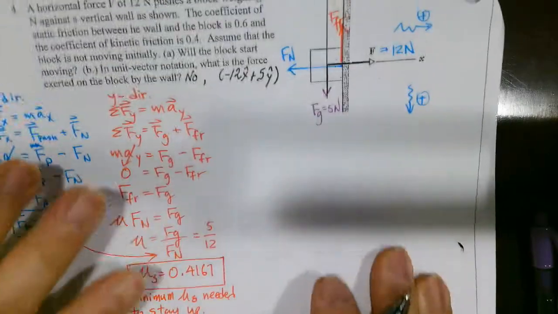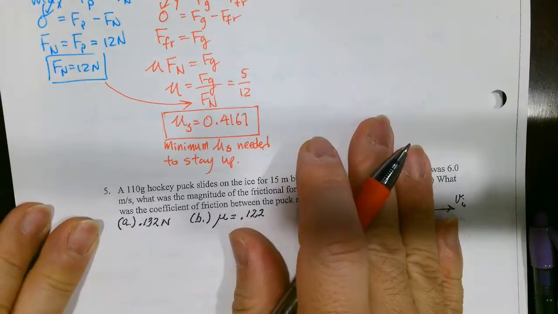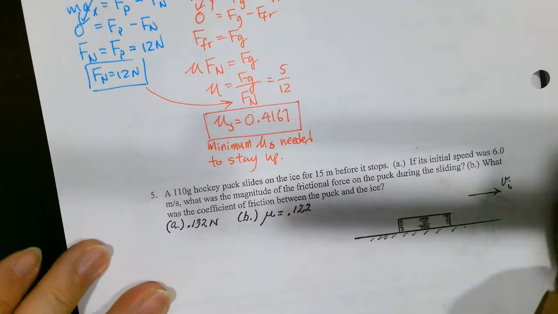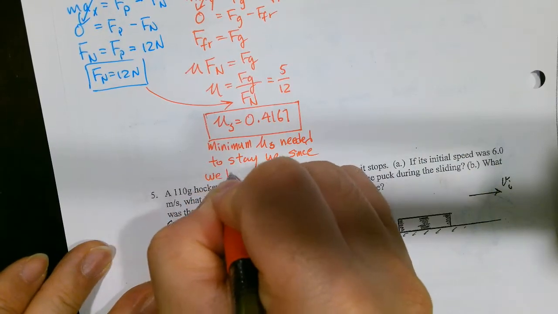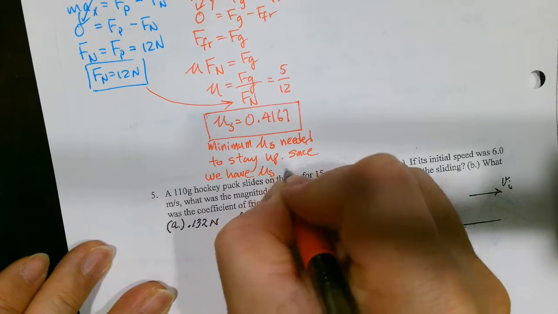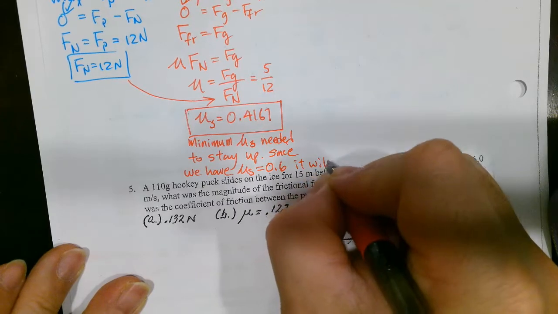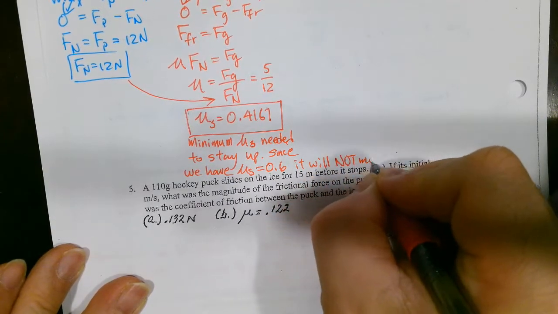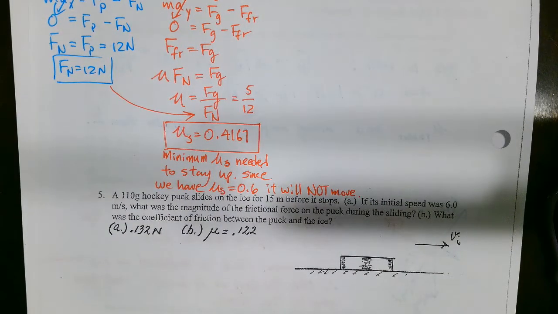But we have 0.6. So since we have mu sub s equal to 0.6, it will not move. Is that okay? All right.